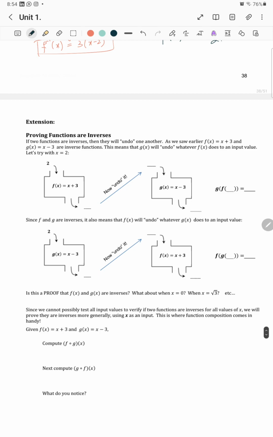Extension. Proving functions are inverses. If two functions are inverses, then they will undo one another. As we saw earlier, f of x is equal to x plus 3 and g of x is equal to x minus 3 are inverses of each other. This means that g of x will undo whatever f of x does to an input value.